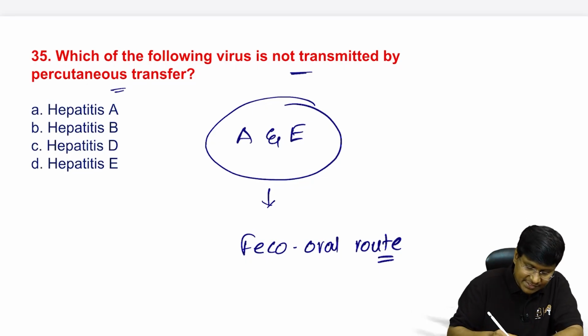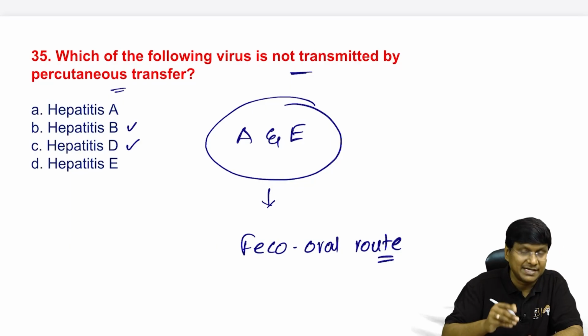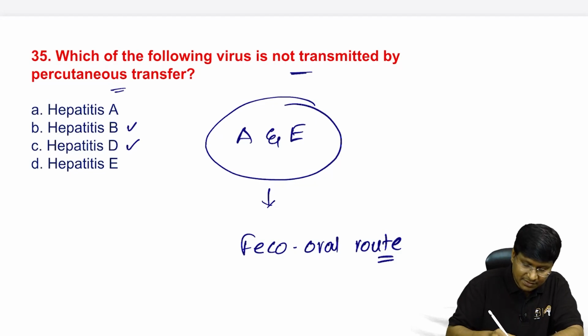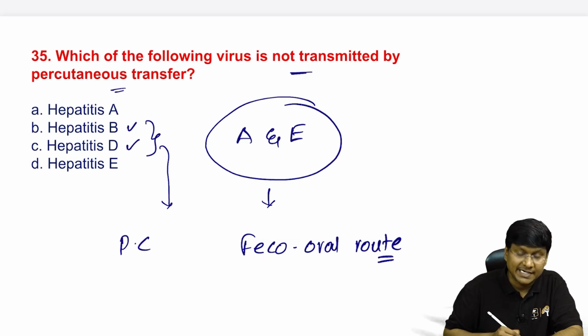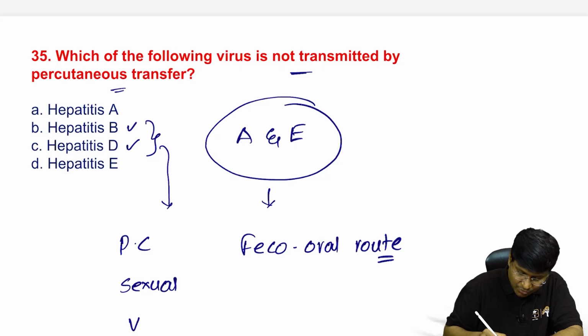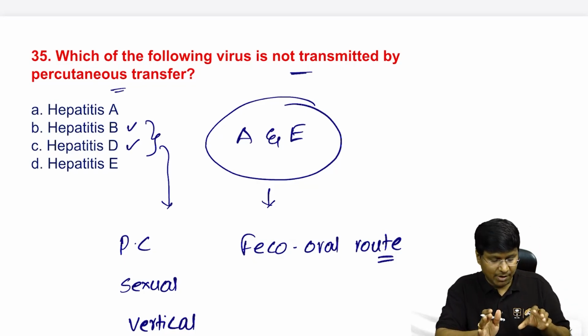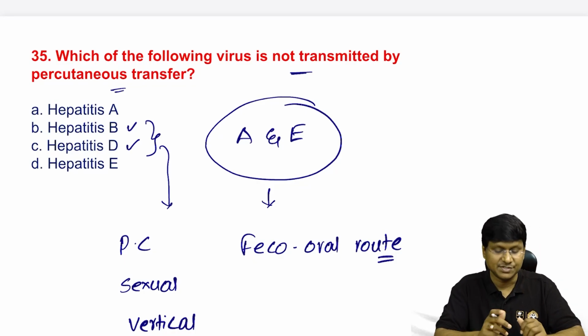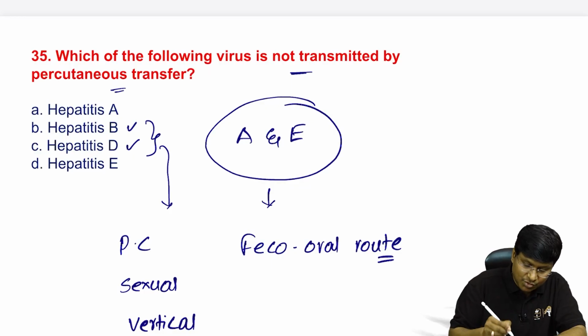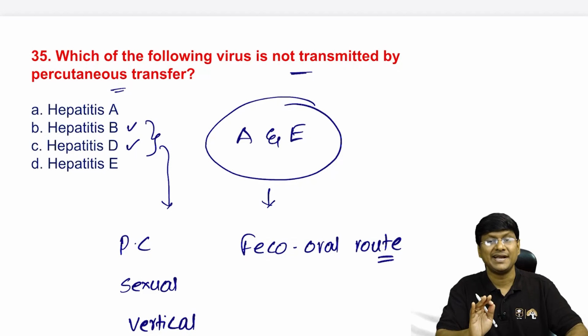Whereas hepatitis B and hepatitis D are transmitted through the percutaneous route, the sexual route, and vertical transmission. So this is about hepatitis B and hepatitis D. But the ones which are not transmitted through the percutaneous route are hepatitis A and hepatitis E.